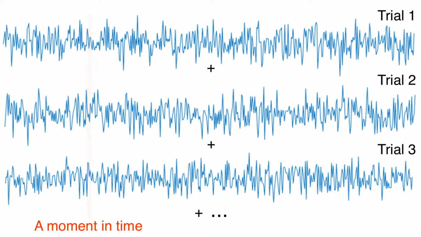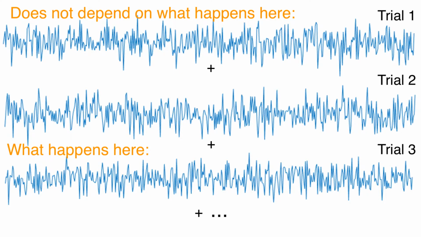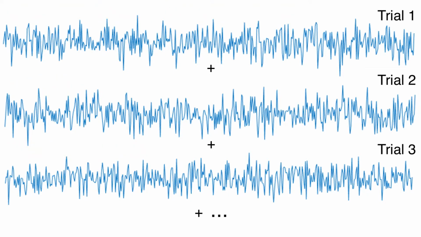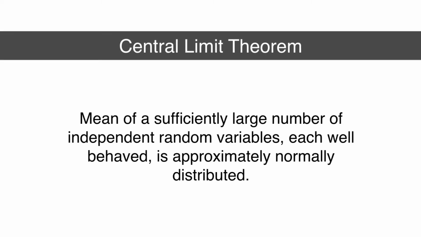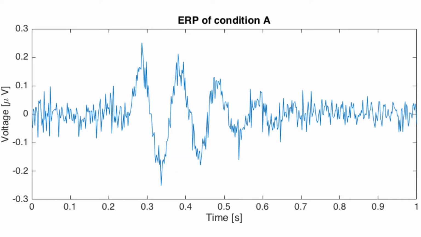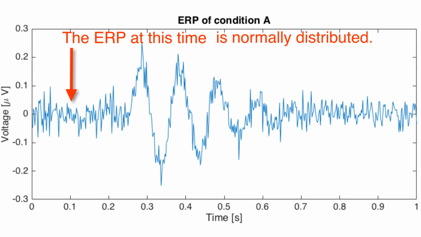Let's make the assumption that the trials are independent. This means that what happens in one trial does not depend on what happens in any other trial. Let's also make the reasonable assumption that our EEG data are well behaved. This means that the mean or the variance is not going to blow up and go off to infinity at any time during our observation. With these assumptions, we satisfy the requirements of the central limit theorem. We conclude that the ERP at each moment in time is approximately normally distributed.